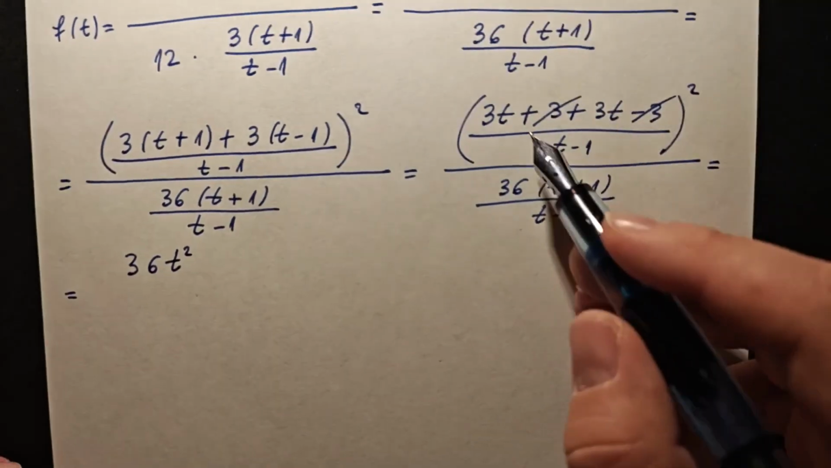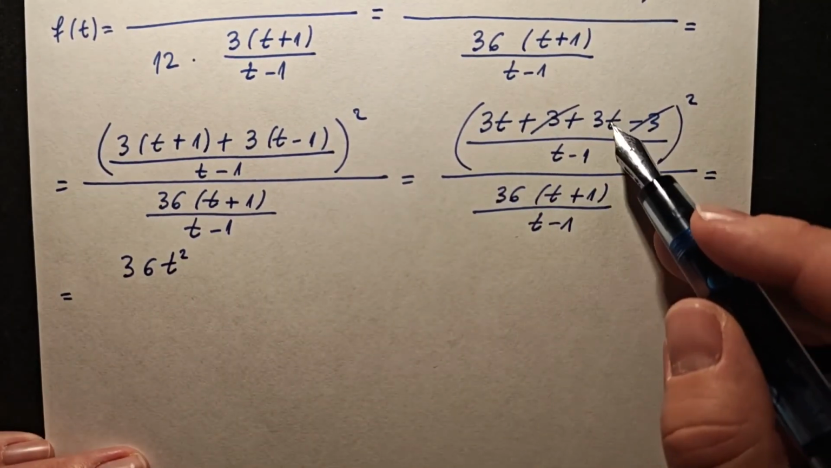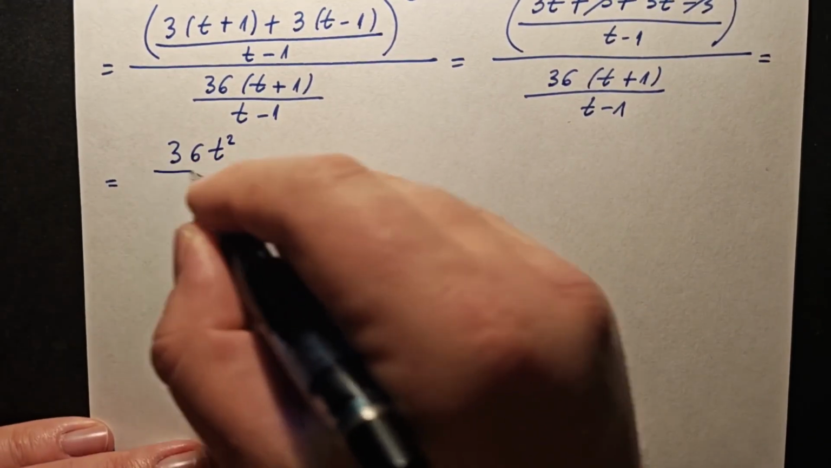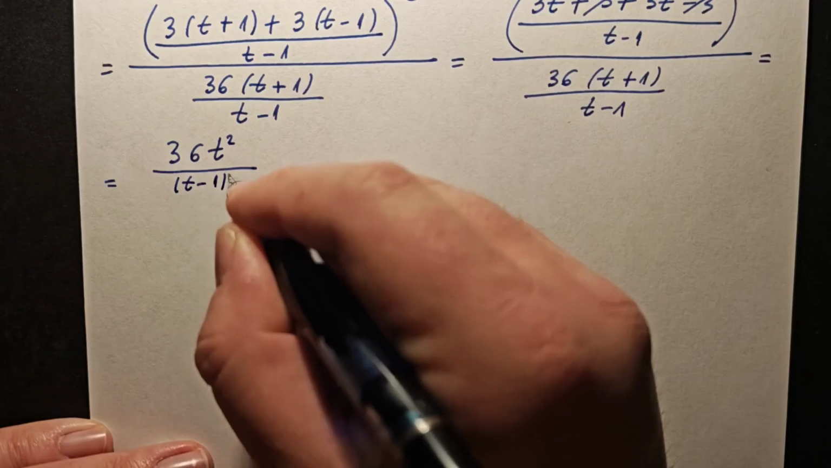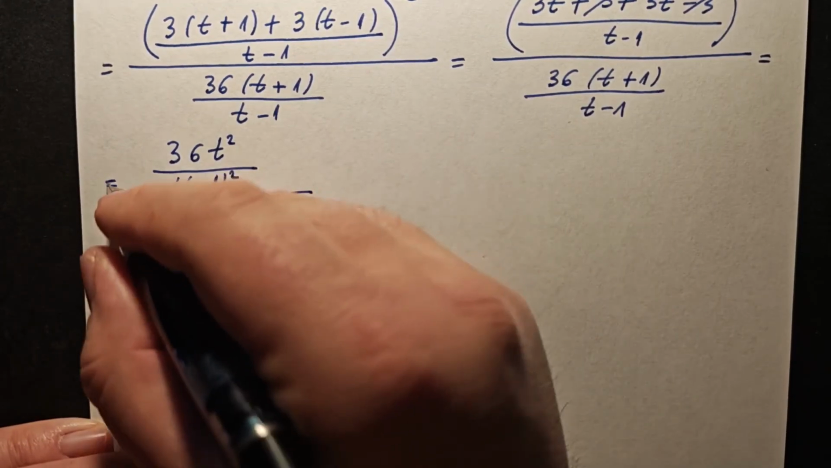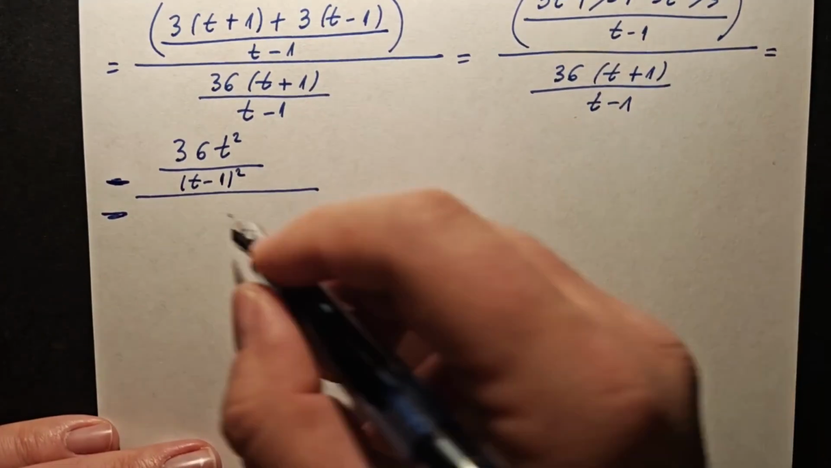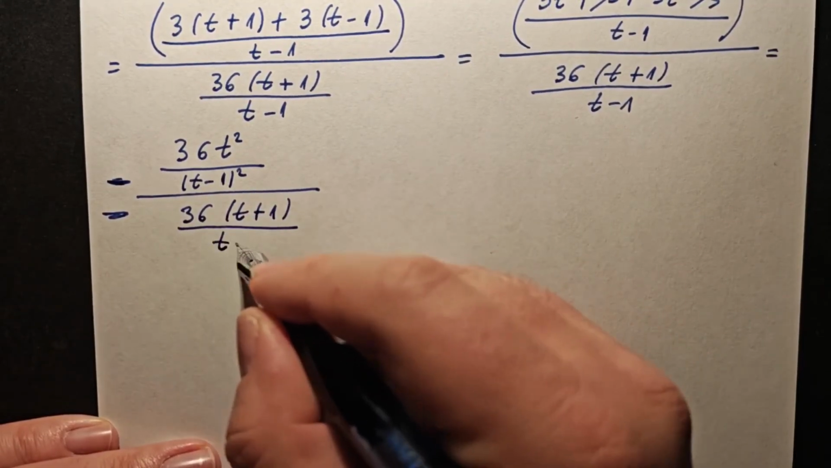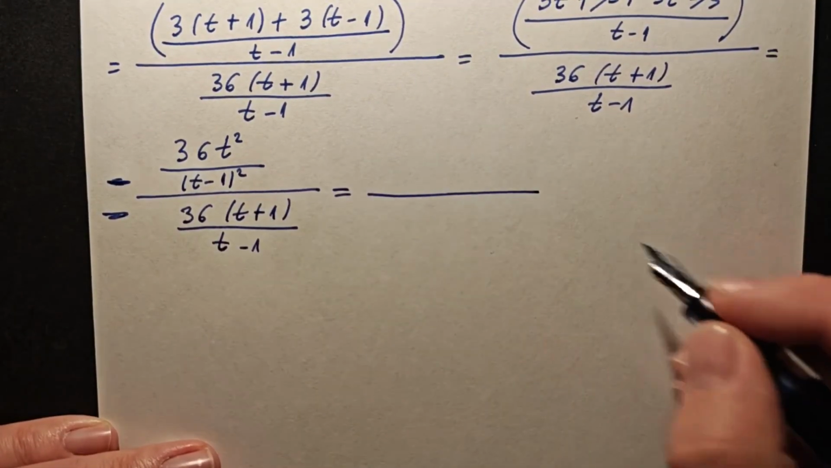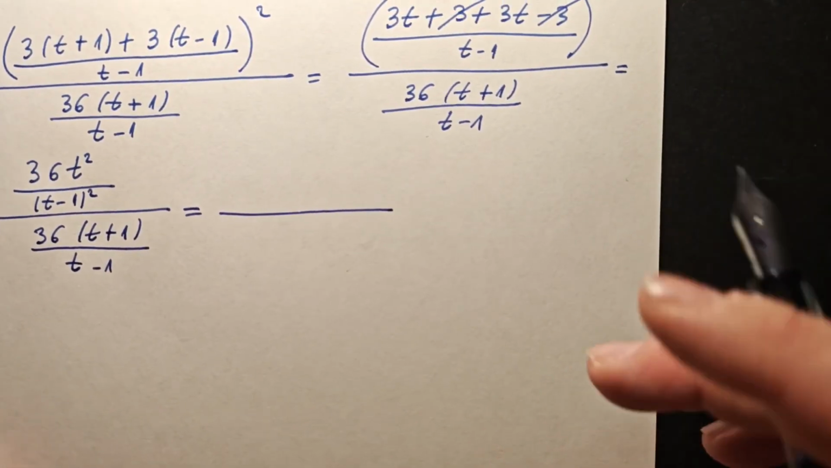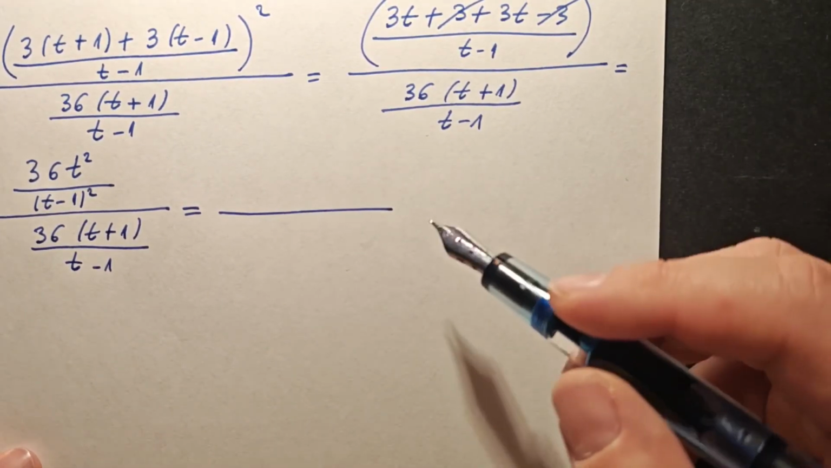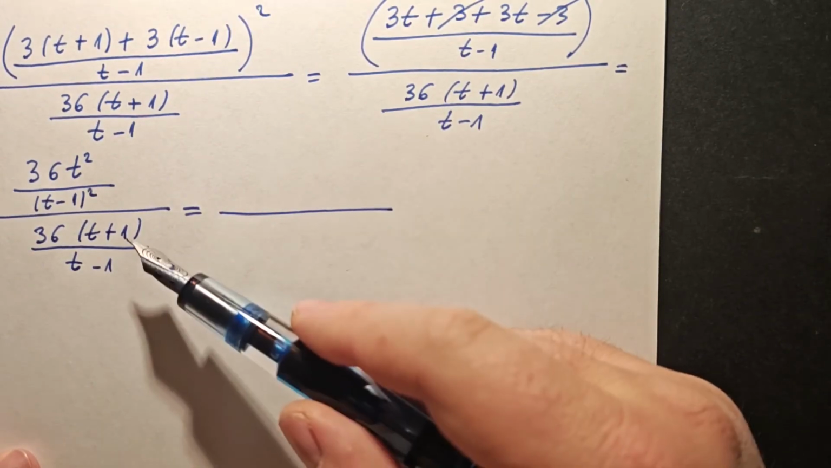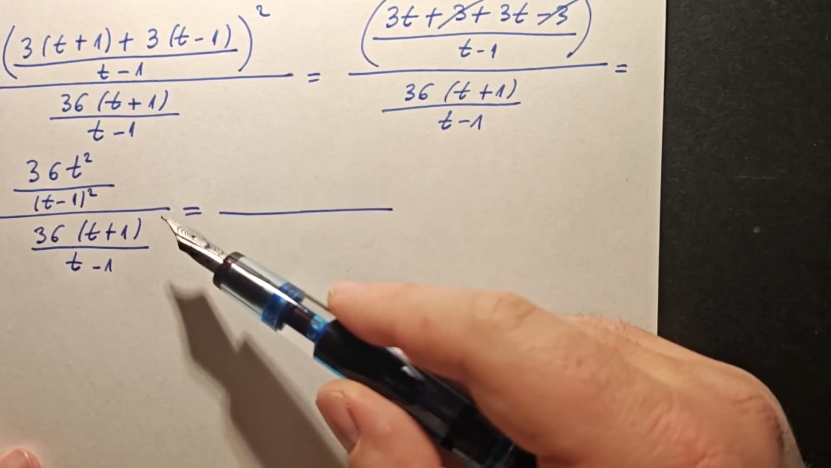So we have 3t plus 3t, that is 6t, squared, 36t squared, divided by (t − 1)², divided by (36t + 1) divided by (t − 1). And that is equal to... When you have to divide by a fraction, the simplest method is to flip the denominator and then multiply.